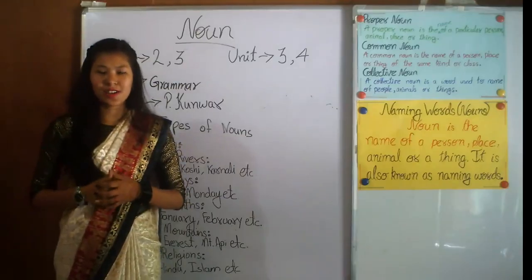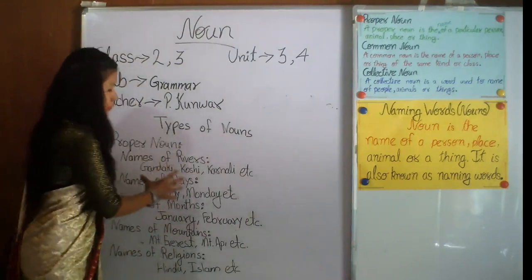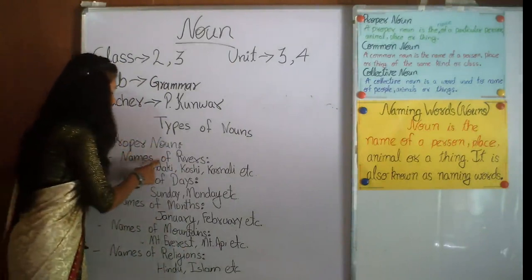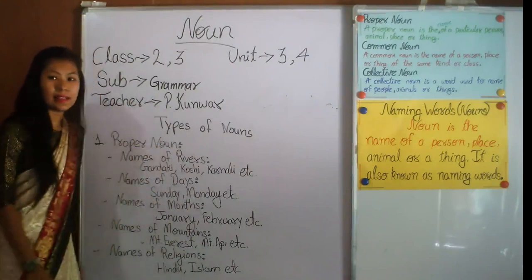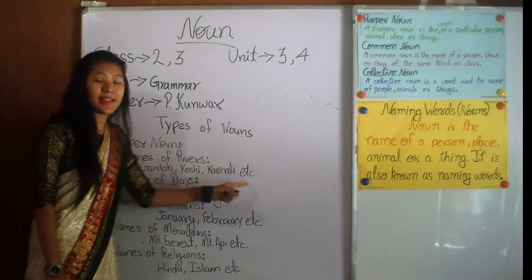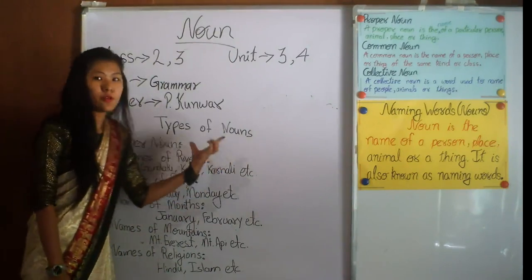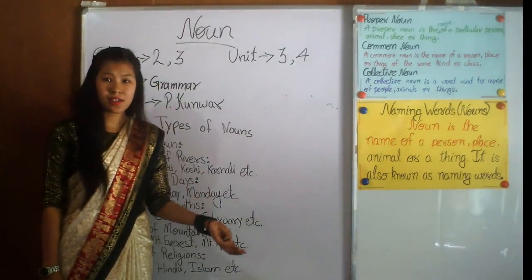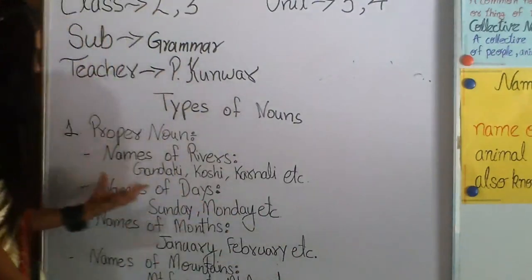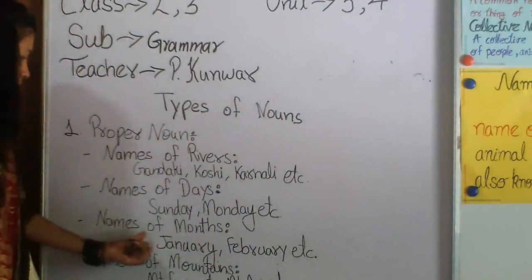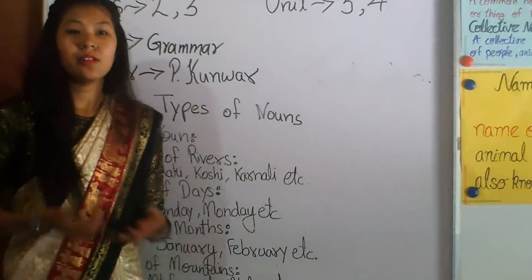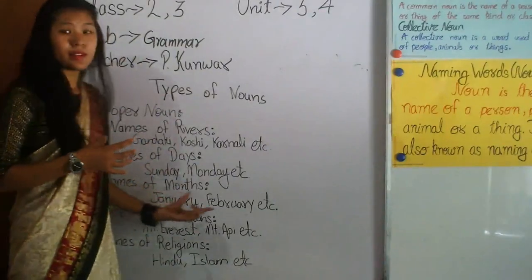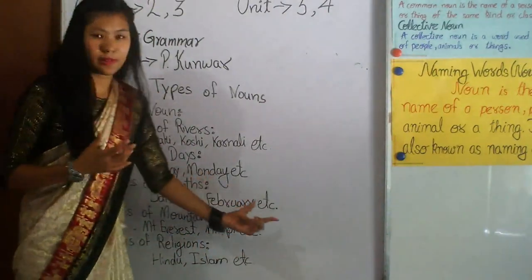Children, let's understand more about proper noun. Here on the whiteboard, I have written some points that we have to remember. Names of rivers are also proper nouns, like Gandaki, Koshi, Karnali, etc. The same way, names of days: Sunday, Monday, Tuesday, Wednesday, Thursday, Friday, Saturday. So these are also proper nouns. Names of months: January, February, March, April, May, June, July, August, September, October, November, December. So these are also proper nouns.